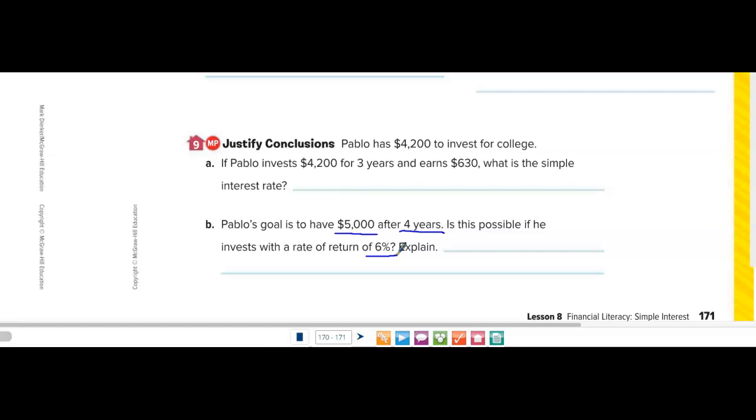So right now, we're not actually going to use that $5,000. What is his principal? It's somewhere earlier in the problem. 4,200, because that's how much money he has to put into an account. He doesn't have $5,000 yet. Okay, so this 4,200 is still my principal. This 4 years is my time, and the 6% is my rate. It's confusing. So I'm still using interest equals principal times rate times time.